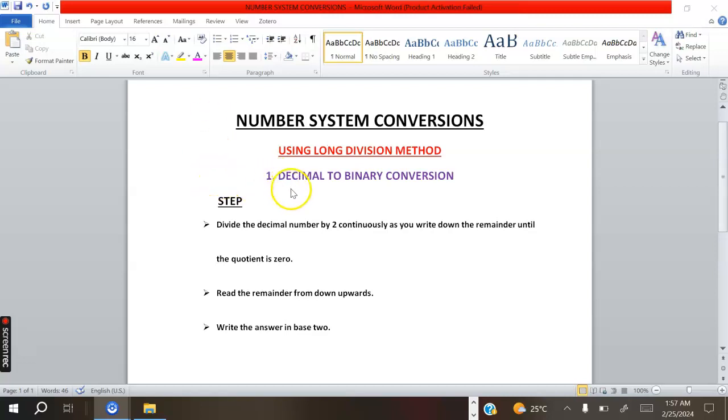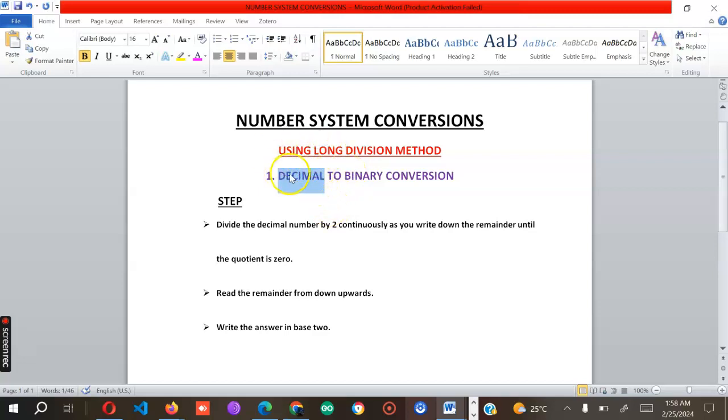Before we dive into the example, we need to remember that the decimal number system uses 10 different digits in counting. That is 0, 1, 2, 3, 4, 5, 6, 7, 8, and 9. Those are 10 digits. While for the binary, we have two digits, namely 0 and 1.